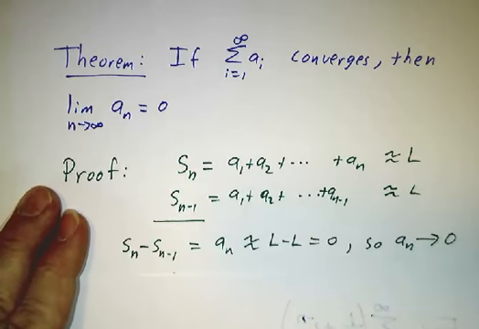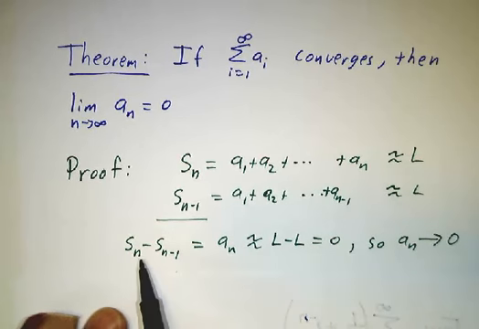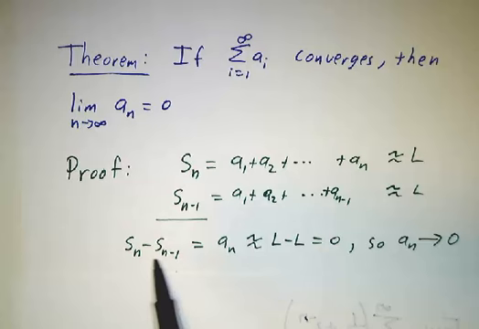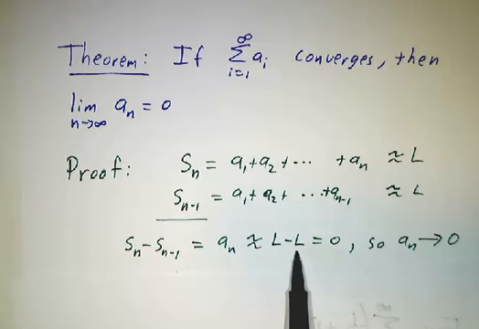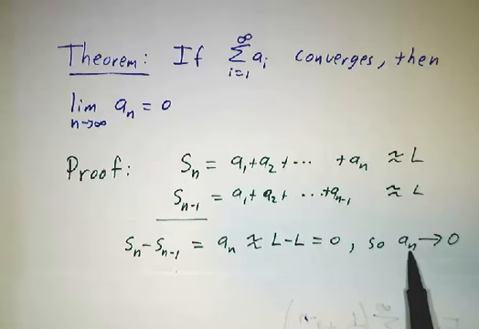We take the difference between them, and everything cancels except the very last term, so we get that the nth partial sum minus the (n minus 1)th partial sum is the nth term, and that's a number close to L minus a number close to L, and so that's got to give us a number close to 0. In other words, as n gets bigger and bigger, a_n has to get closer and closer to 0.